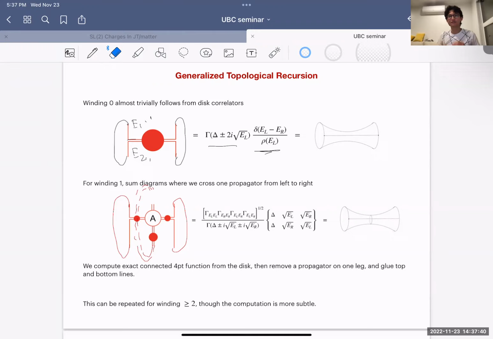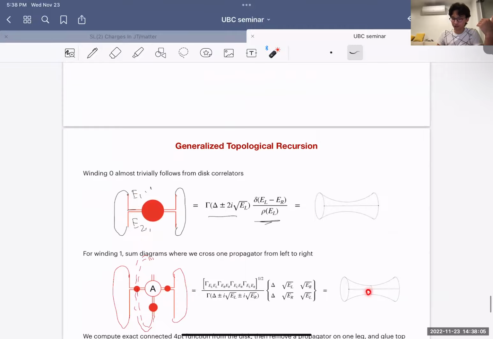And this is similar to the one matrix topological recursion in the sense that we also don't need to know the explicit form of the potential here, in fact, but we just use the disk correlators directly to get the correlators on the cylinder. A similar computation can be done for higher windings. So we reproduced this first term here.